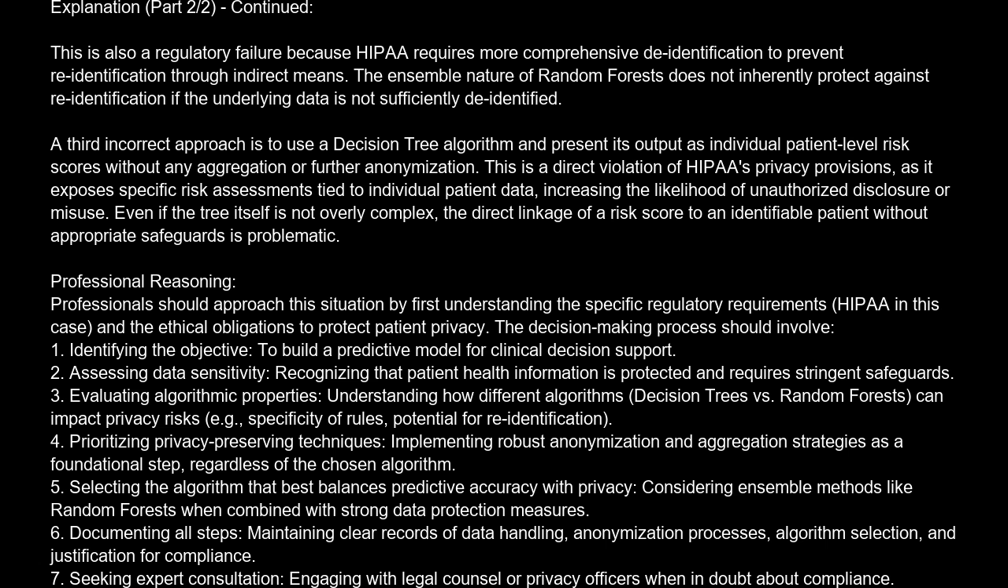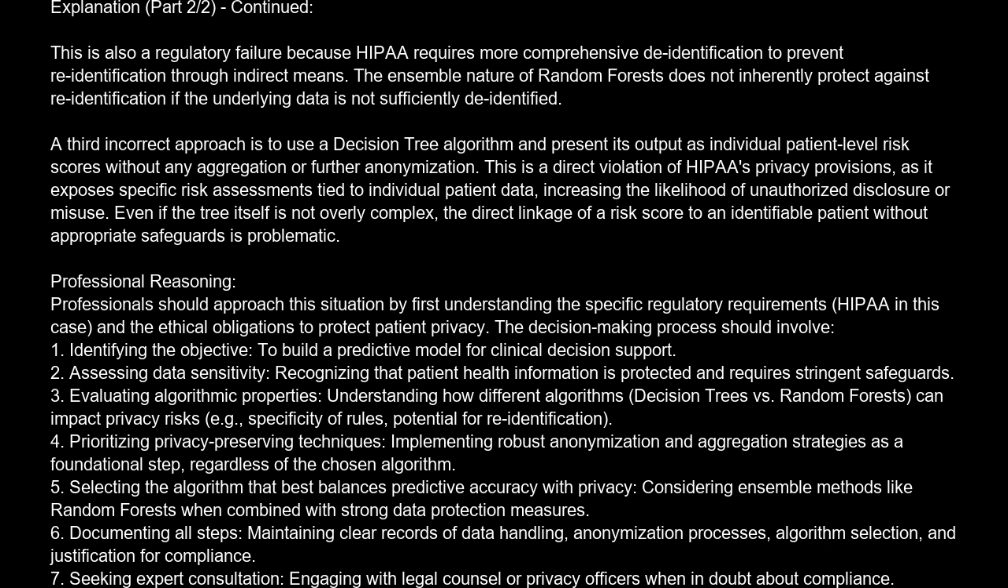Professional reasoning. Professionals should approach this situation by first understanding the specific regulatory requirements, HIPAA in this case, and the ethical obligations to protect patient privacy. The decision-making process should involve: 1. Identifying the objective, to build a predictive model for clinical decision support. 2. Assessing data sensitivity, recognizing that patient health information is protected and requires stringent safeguards.